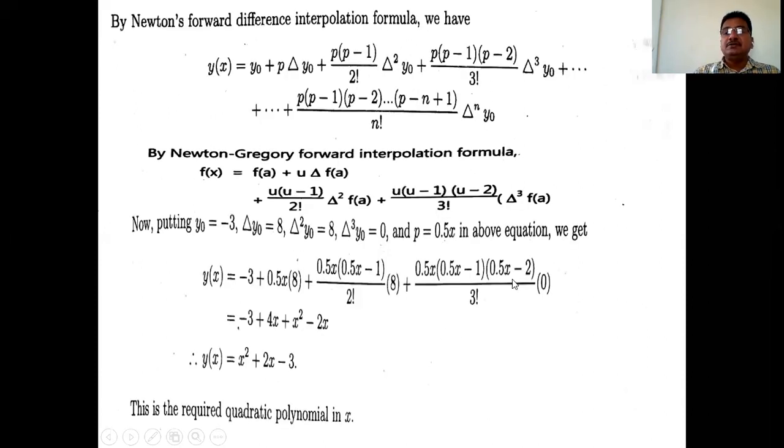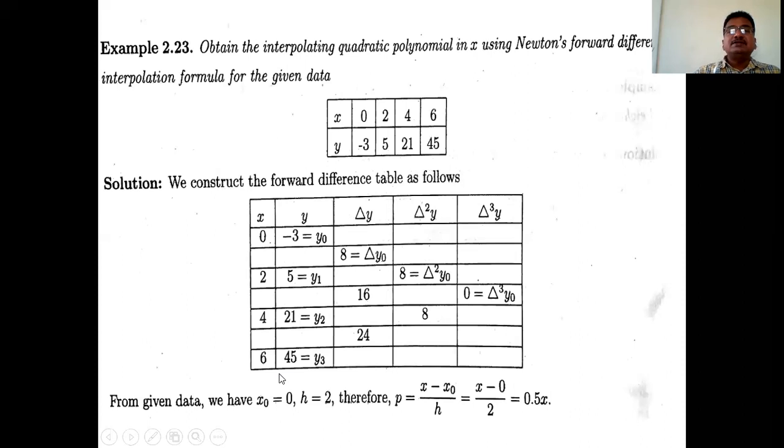So substitute all the values of u, delta f of a, delta square f of a, delta cube f of a, and we have this answer. So we have the quadratic polynomial, a polynomial of degree 2, and this is our final answer, right? y or f(x) is x square plus 2x minus 3. If we had to tally this answer, then what is the procedure?